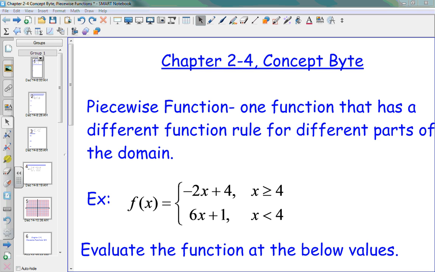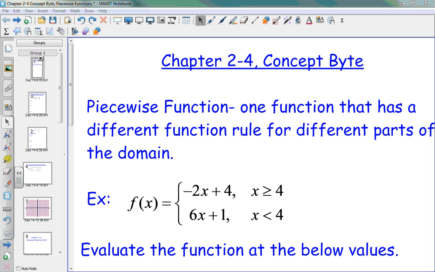Okay, today what we're talking about is Chapter 2-4 Concept Bite. This is the section that is before your 2-4. I'm going backwards because this is evaluation and it's piecewise functions, but it is something that is important for you to be able to do.